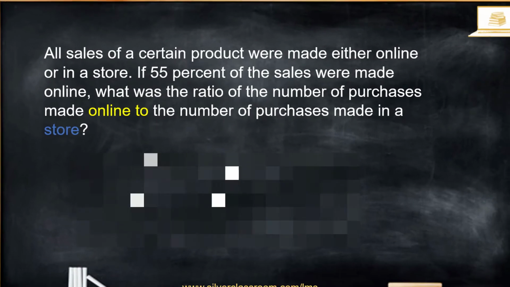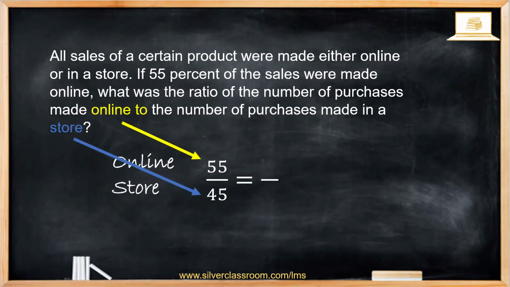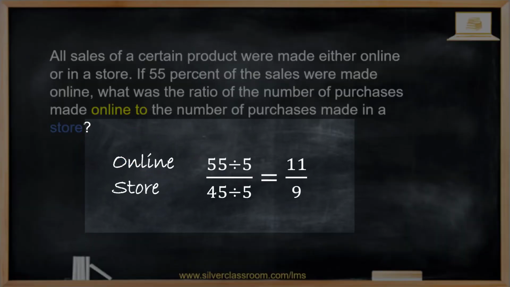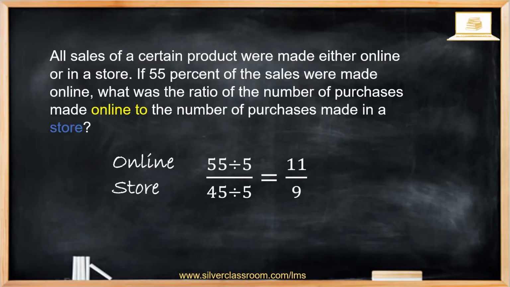Because 55% of the sales were made online, it follows that 45% of the sales were made in the store. We can then simplify the equation and find that the ratio is 11 to 9.